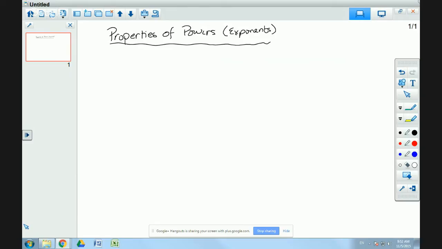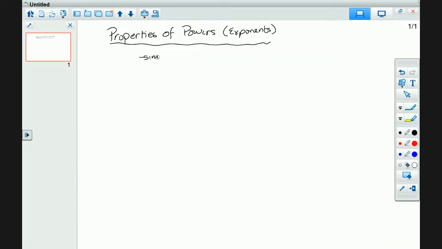Series of powers or exponents, take your pick, whatever you want to call it. Basically, you know how to simplify algebraic equations. This is very similar to that. So we're simplifying algebra. But it boils down to add, subtract, multiply, divide.